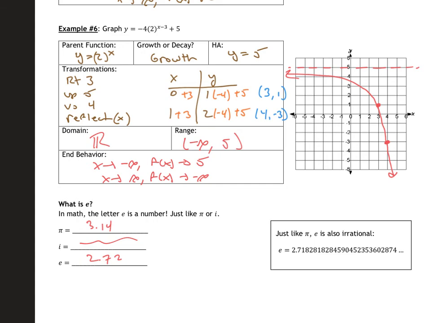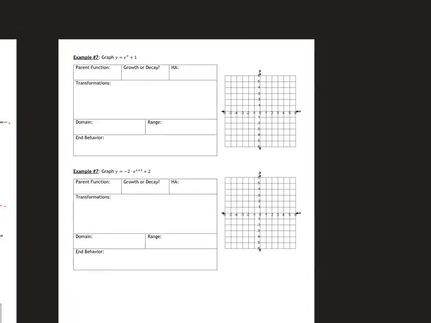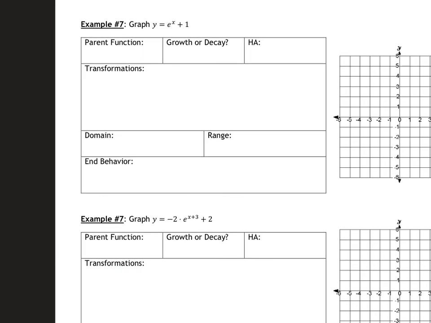So we're going to do the same thing kind of here. The last two have e in them. e is always going to be exponential. So our parent function is going to be y equals e to the x. e is about 2.72, so it's growth. My horizontal asymptote here is y equals 1. All right, transformations. The only thing that it's doing is it's going up 1.